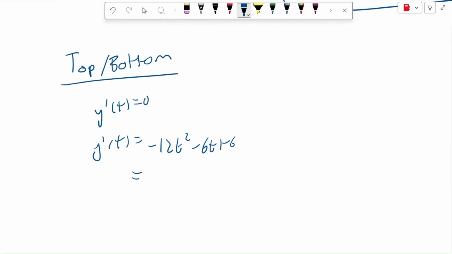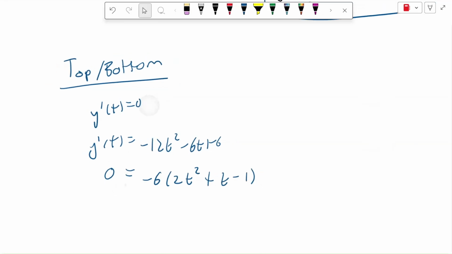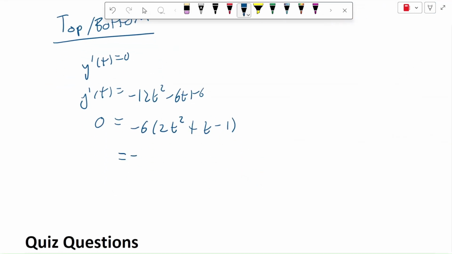So let's pull out, well, 0 equals that. Let's pull out a factor of minus 6, so you're left with 2t squared plus t take 1. And we should be able to sum and product this, I reckon. So you've got 2t and t there. You would like two numbers that multiply to give you minus 1, so that would be minus 1 and 1.